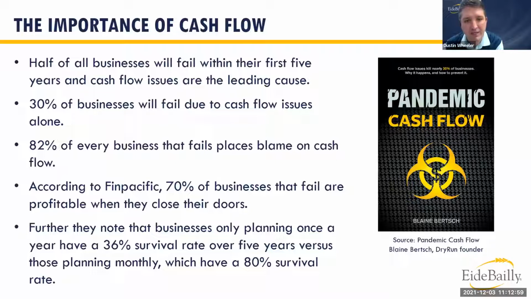And the final one here: they note that businesses only planning once a year have a 36% survival rate over 5 years, versus those planning monthly, which have an 80% survival rate. So there appears to be some correlation to business survival if you're monitoring cash flow more often as opposed to less often. And as terrifying as these statistics may sound, the greatest tragedy of all is that they're not just numbers. The numbers represent people, business owners with their life savings on the line, and the families they support, and staff that need paychecks to keep their households running.